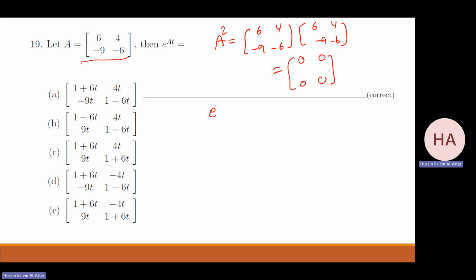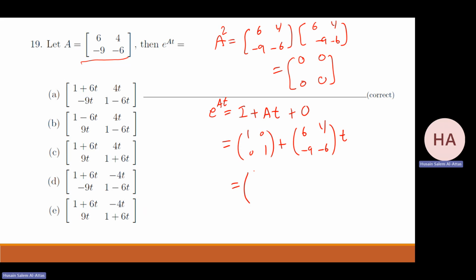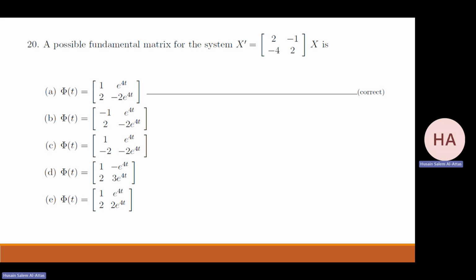So it's nilpotent. e to the power At will be I plus At plus 0. So it will be [1, 0; 0, 1] plus t times A, which is [6, 4; -9, -6] times t. And that will be [1 plus 6t, 4t; -9t, 1 minus 6t], which is this one. Easy one.